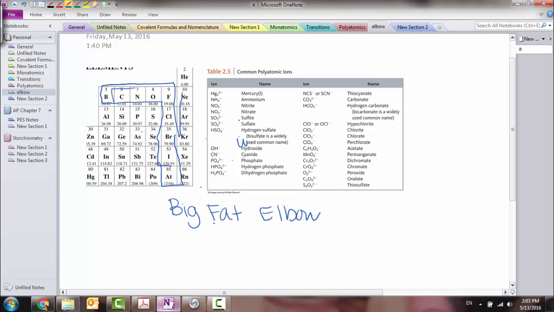Now here's the deal with the big fat elbow. When you look at that, I always think, this means that it ate 3 oxygens. So when we look at something like nitrate, if you look on your chart, the beginning of that is going to be nitrogen. I'm going to find my bearings and see that nitrogen originates in that elbow, right? So that means that nitrogen has 3 oxygens attached to it. Now, notice that it has a -1 charge.